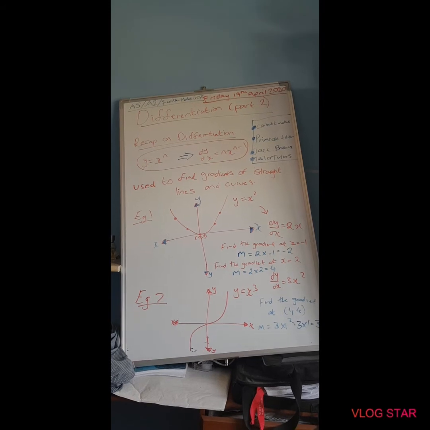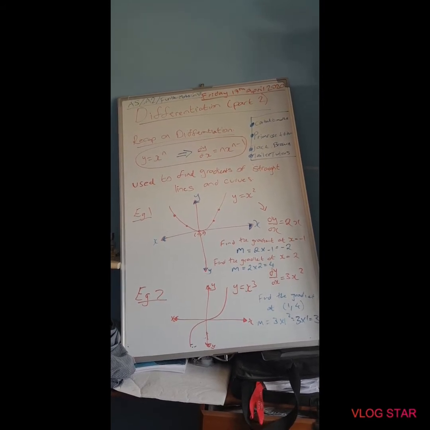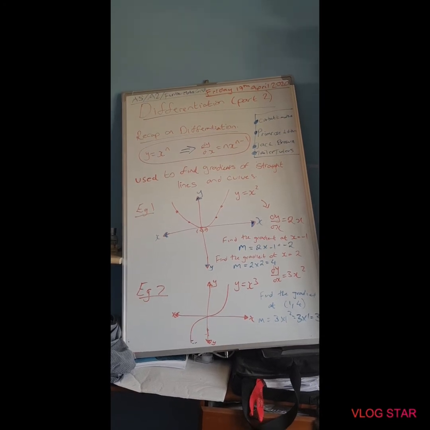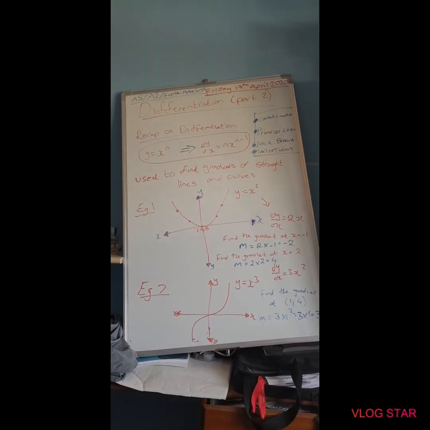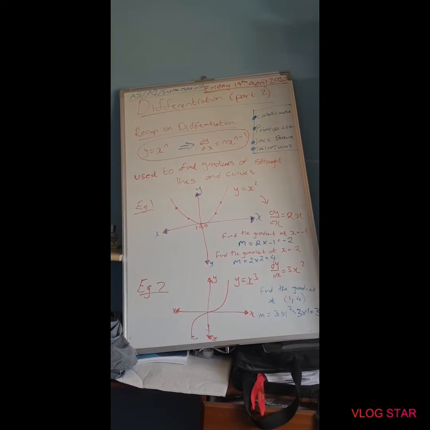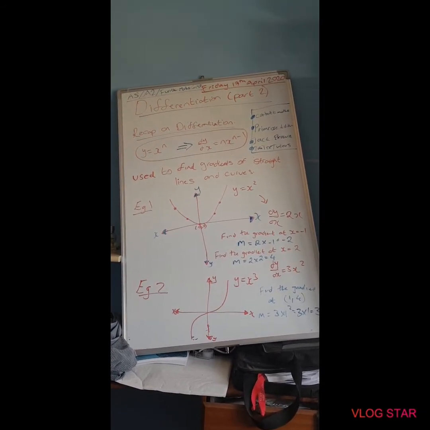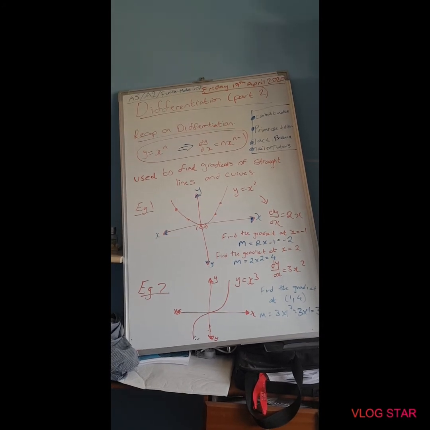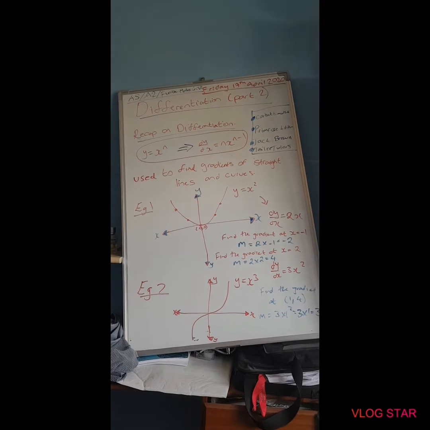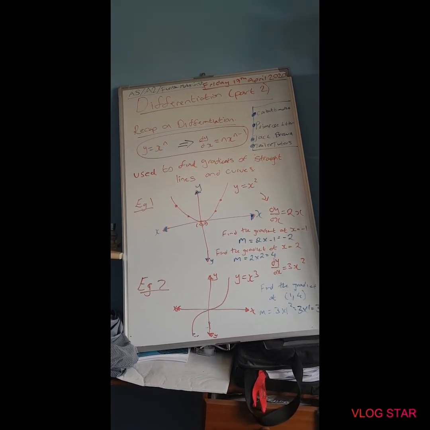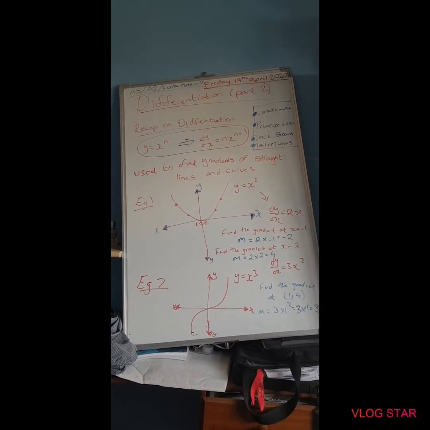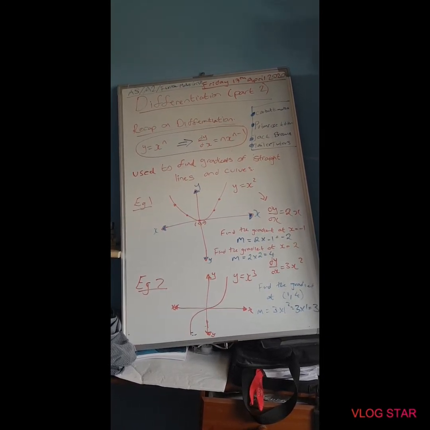Find the gradient here at x equals minus 1. So dy by dx here, 2x, is the gradient at any given point. Whatever value of x I have, I can work out the specific gradient given a particular x value. So the gradient at x equals minus 1 will be 2 times minus 1. I sub minus 1 in for x, and 2 times minus 1 gives me minus 2.